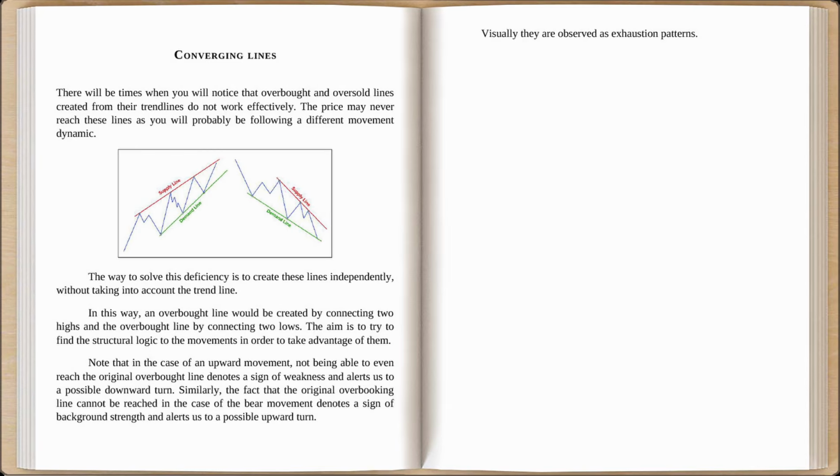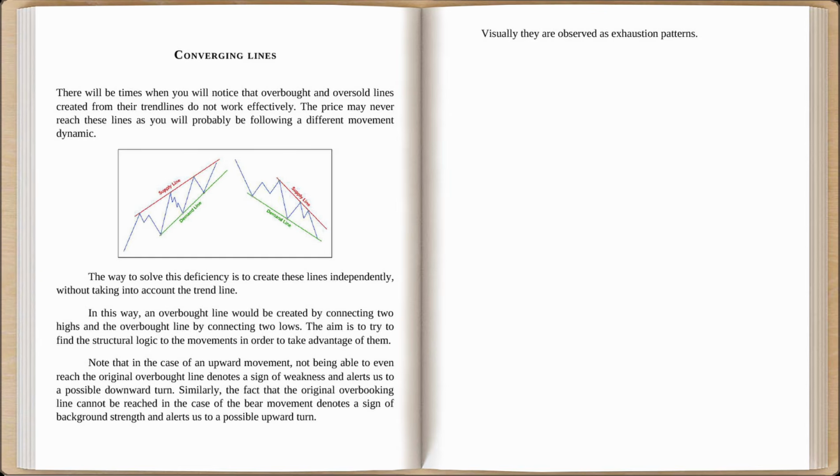Converging lines. There will be times when you will notice that overbought and oversold lines created from their trend lines do not work effectively. The price may never reach these lines as you will probably be following a different movement dynamic. The way to solve this deficiency is to create these lines independently without taking into account the trend line. In this way, an overbought line would be created by connecting two highs and the oversold line by connecting two lows. The aim is to try to find the structural logic to the movements in order to take advantage of them.